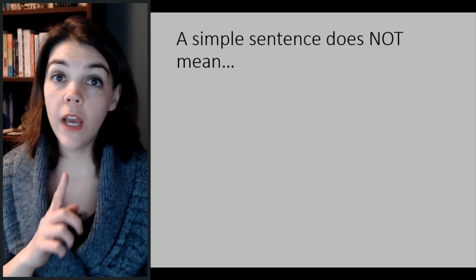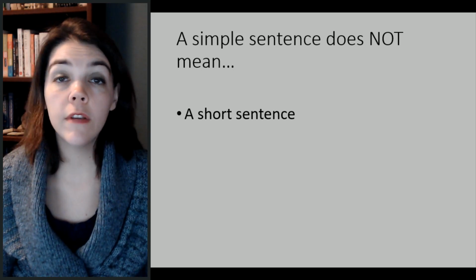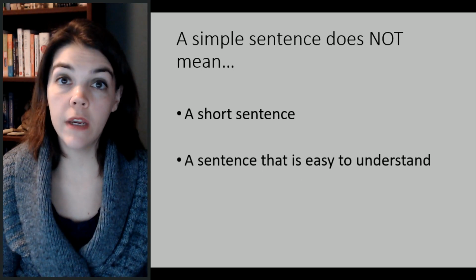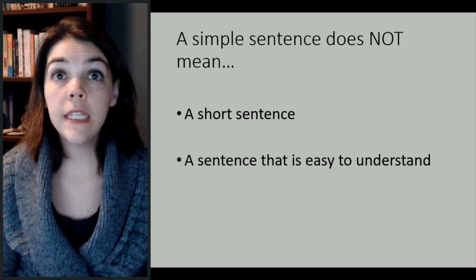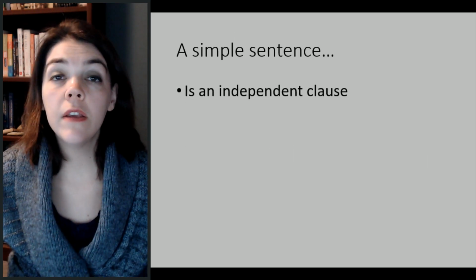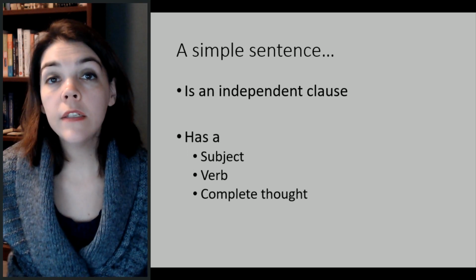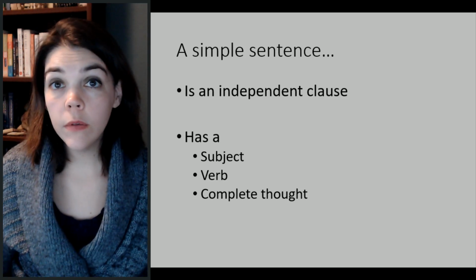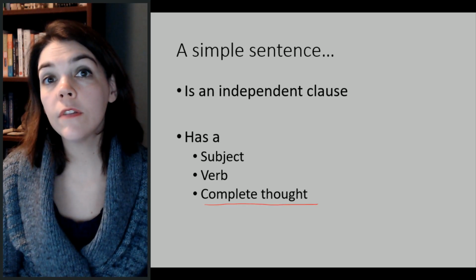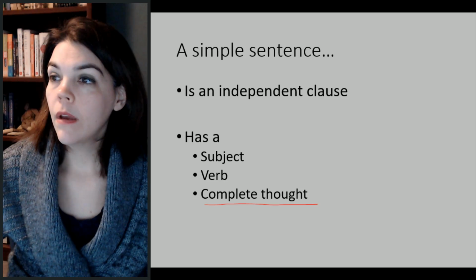So a simple sentence does not mean a short sentence. Maybe it's short, but there are simple sentences that can be pretty long. It does not mean a sentence that's easy to understand. You can have a complex idea that is expressed in a simple sentence. But a simple sentence is an independent clause. It has a subject, a verb, and a complete thought. I want you to remember this about complete thought, because that's actually very important. We're going to see some examples where we have a subject and a verb, but no complete thought, and it's not a simple sentence.